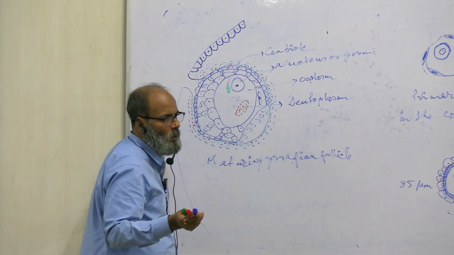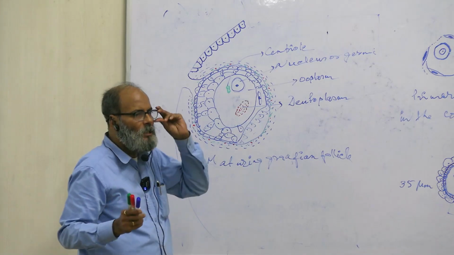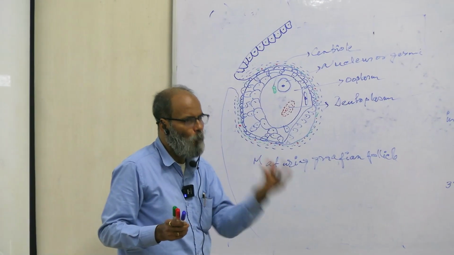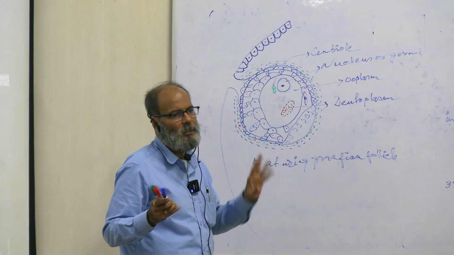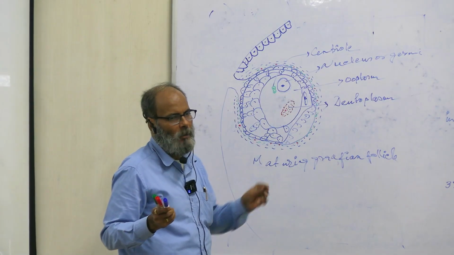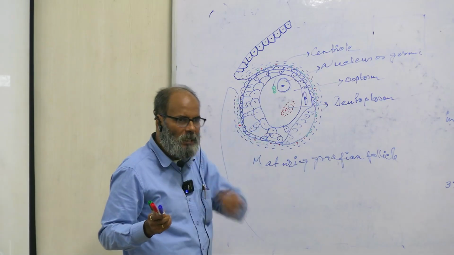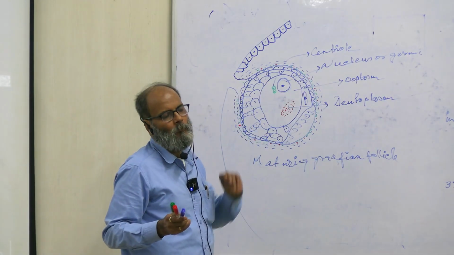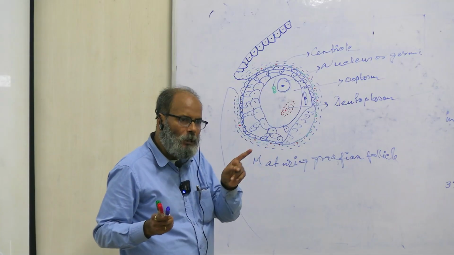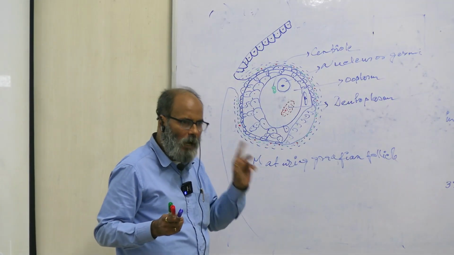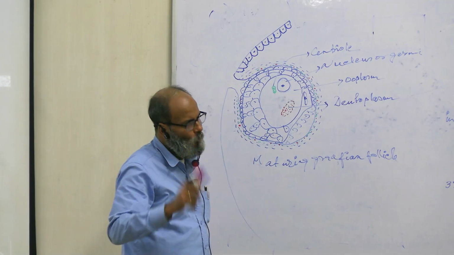outside the follicular cells, what we see is differentiation of the ovarian stroma into a thecal sheath, which is formed by a fibrovasculocellular layer from the stroma of the ovary.